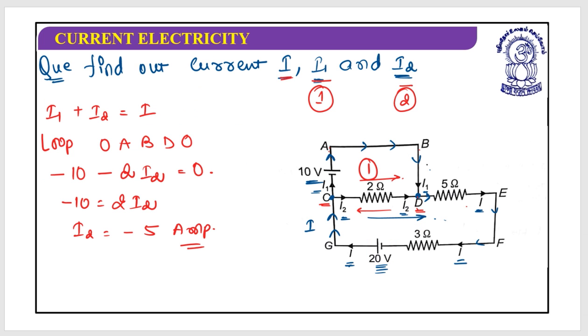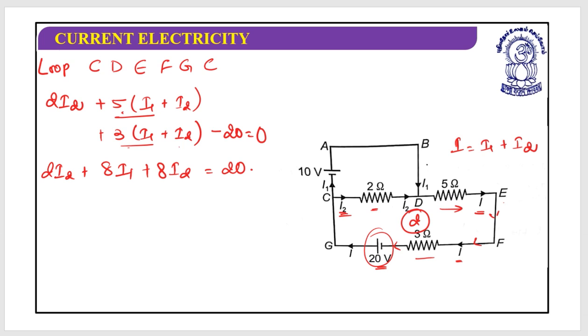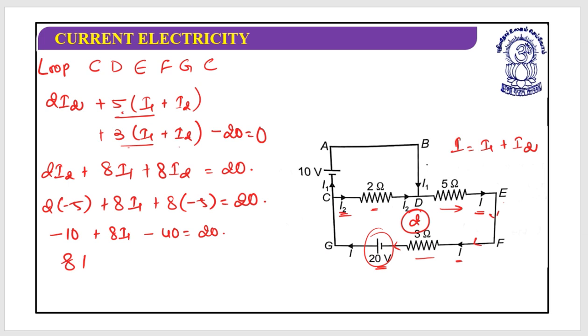Now you are having a value of I2 that is minus 5 ampere. So this is 2 into minus 5 plus 8 into I1 plus 8 into minus 5, that should be equal to 20. So this is minus 10 plus 8I1 minus 40 equals 20. So that can be written as 8I1 equals 20 plus 40, 60, 60 plus 10, it's 70, and I1 is equal to 70 by 8, or you can write this as 35 by 4 ampere.